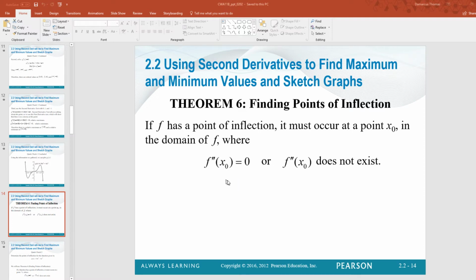Now, the reason why they're using x naught is because they don't want to use c. Now, c is the critical value for f prime, but we don't want to use c, so we're calling it x naught. But c could be thought of. Sometimes c could be x naught, depending on the situation. So anyway, f double prime of x naught is 0, or f double prime of x naught does not exist. That's where the points of inflection, if the point of inflection exists, must occur.